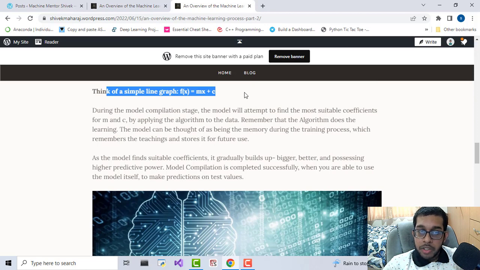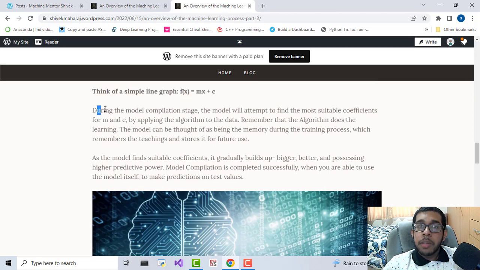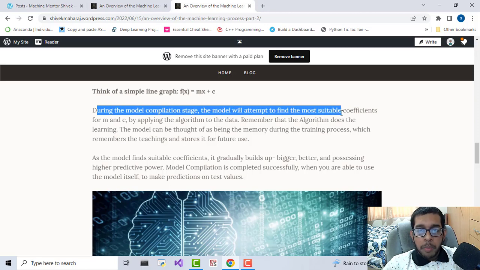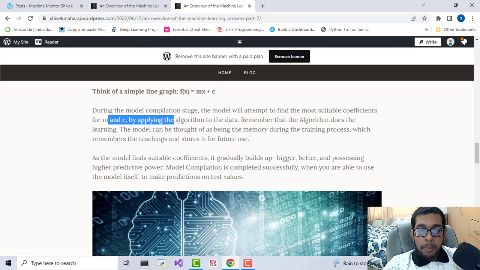So I've explained this to you. f(x) = mx + c. During the model compilation stage, the model will attempt to find the most suitable coefficients for m and c by applying the algorithm to the data. Remember that the algorithm does the learning.